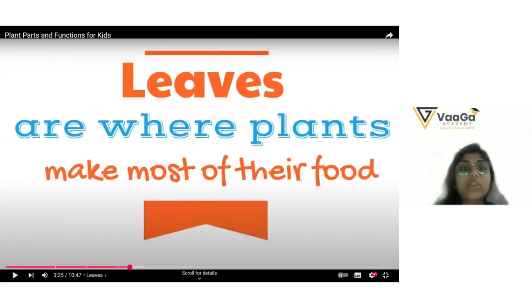So leaves are where plants make most of their food. Leaves are the ones where plants can make their own food. Only leaves are preparing the food for the whole plant.